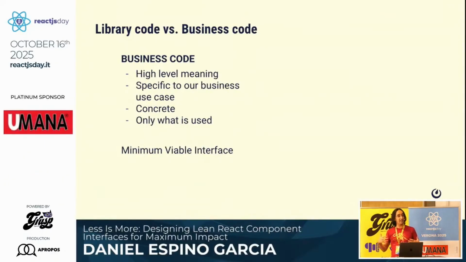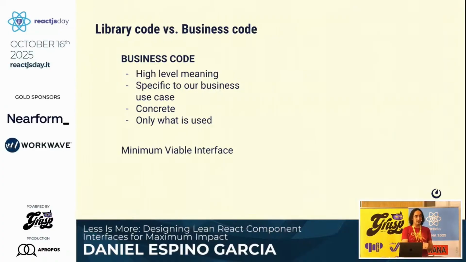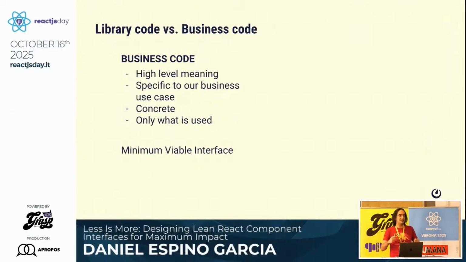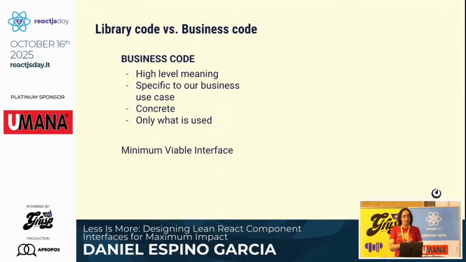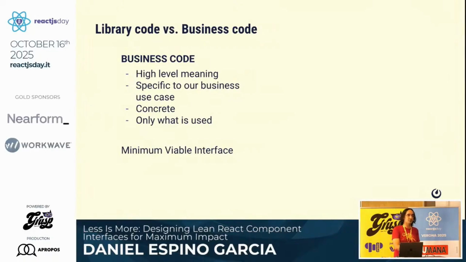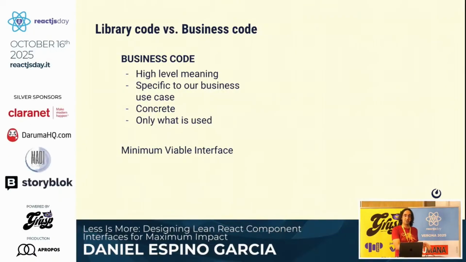Business code has a high-level meaning. It's to solve a business need. It's specific to the use case. You need to solve that. And it's really, really concrete, really specific. And also, it should be only what is used. Because in business, if you build something that is never used, you have wasted money. Because your time is money, and you shouldn't be wasting money.